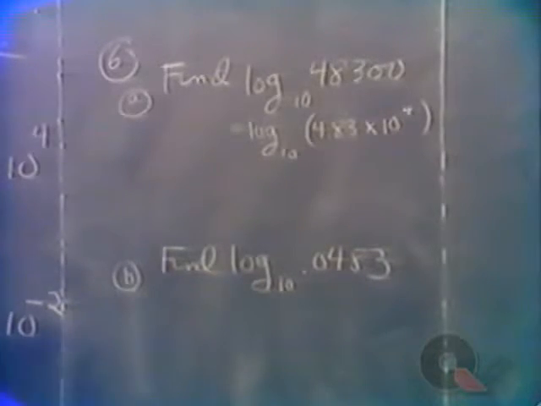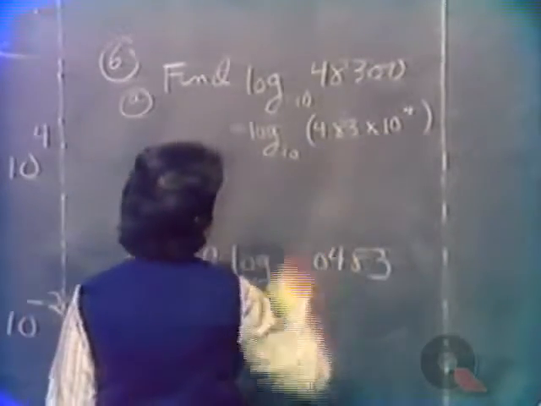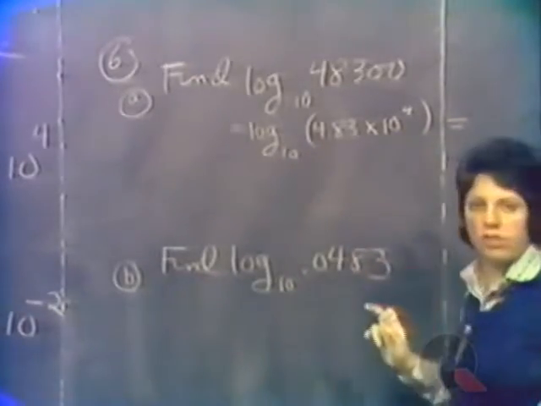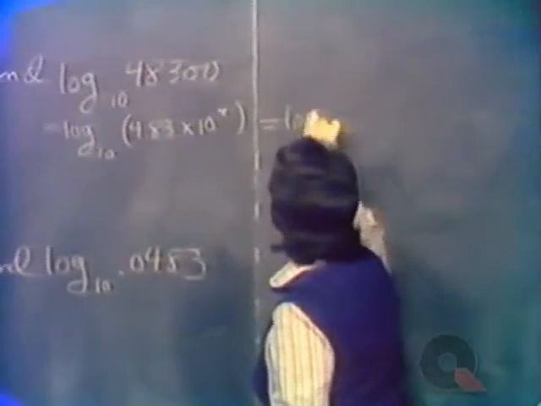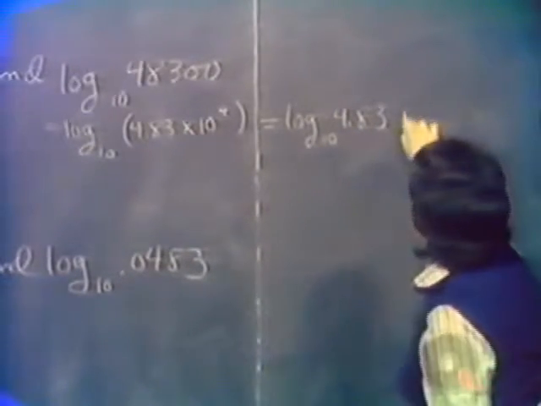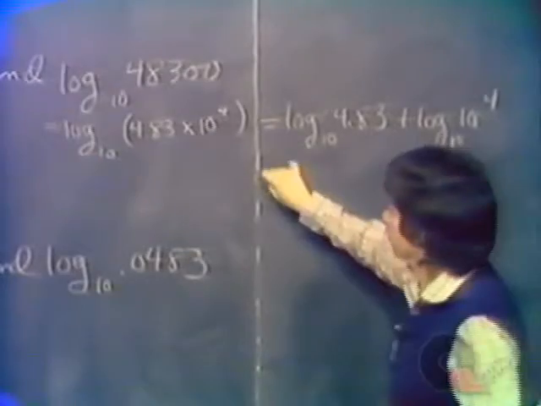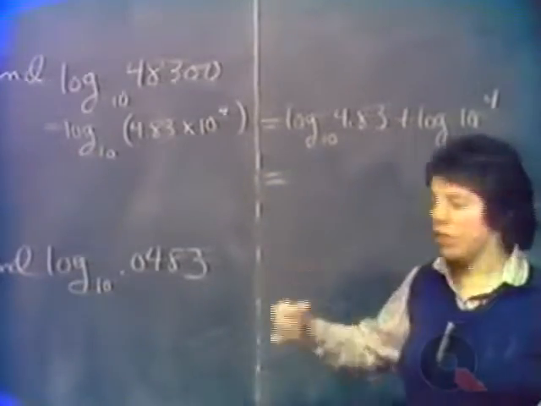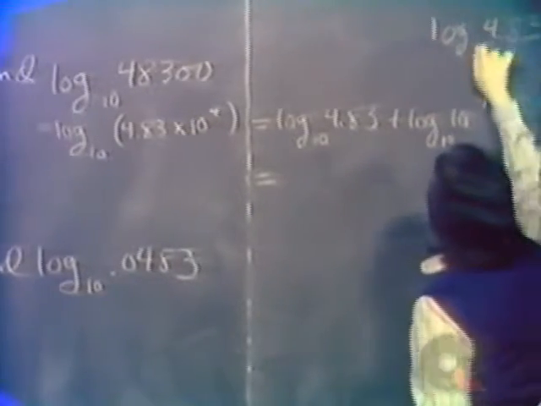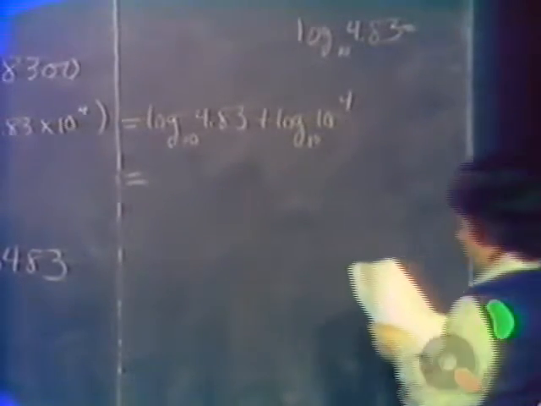All right. Now 4.83 is a number that you can find in the back of your book. But first, let's use properties of logs. We say the log of a product is the sum of the logs of the factors, so it's going to be the log of 4.83 to the base 10 plus the log of 10 to the 4th to the base 10. Now, if you go to the back of your book in your table of logs, you will look up 4.83, and you will see the log of 4.83 to the base 10 is 0.6839.